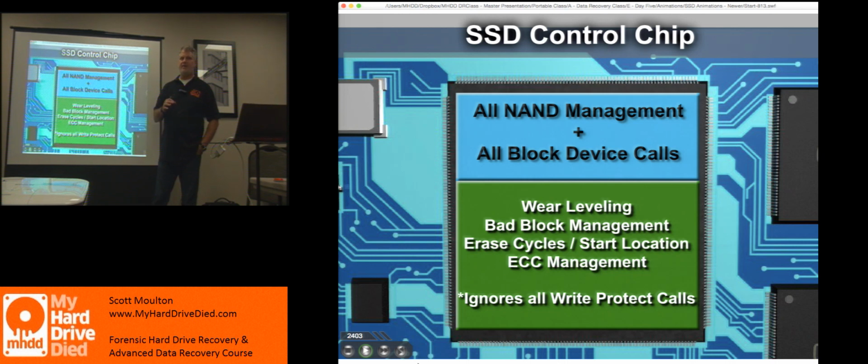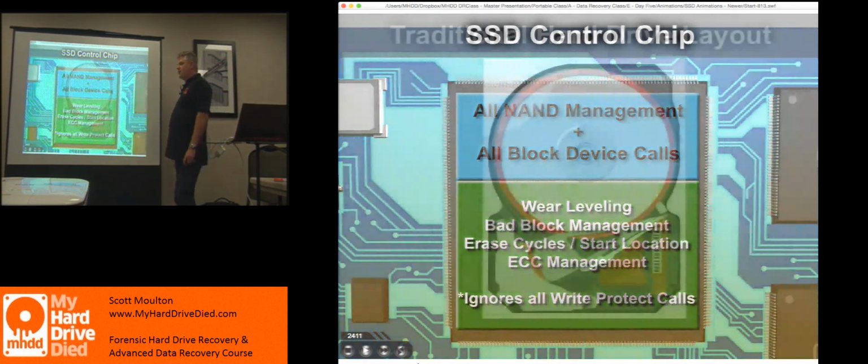Pretend to be a hard drive. So they steal the commands from hard drives, they apply them to memory, and it's responsible for all of the management, the block calls, all of the wear leveling management, ECC, how to delete stuff, everything. And this is why it's so hard to recover from them, because all of the control is here, and then that's wear leveled over all of the disks.